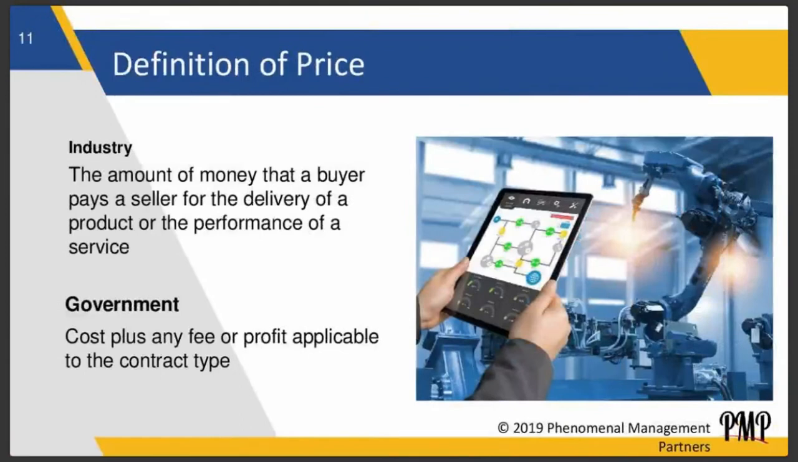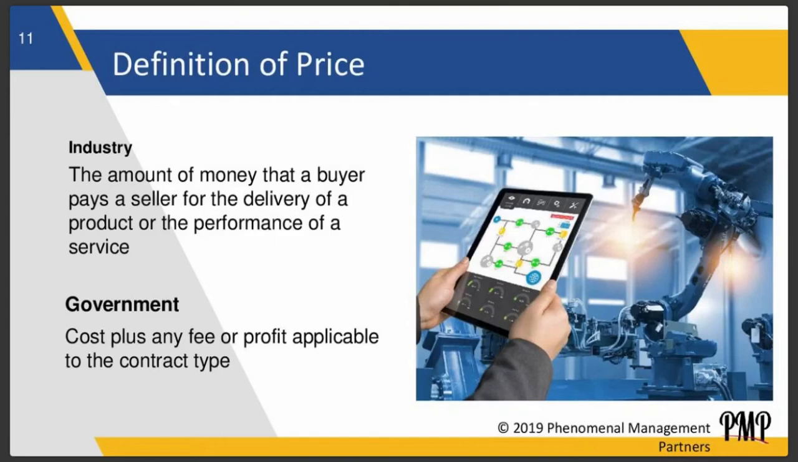Definition of price. I said it before. Industry thinks of price differently. We essentially think that the amount of money that a buyer pays a seller for the delivery of a product or the performance of a service is your price. The government says that a price is your cost plus any fee or profit that's applicable to the contract type. So depending on what the contract type is, what the government states, that's the price.